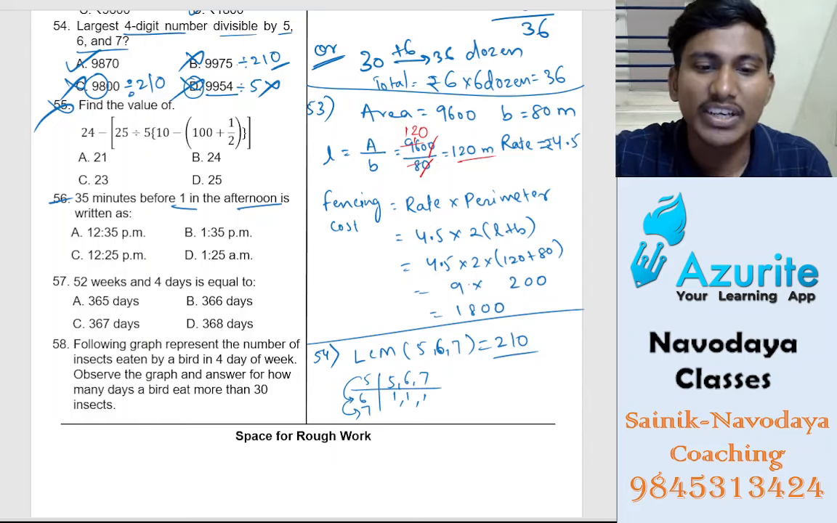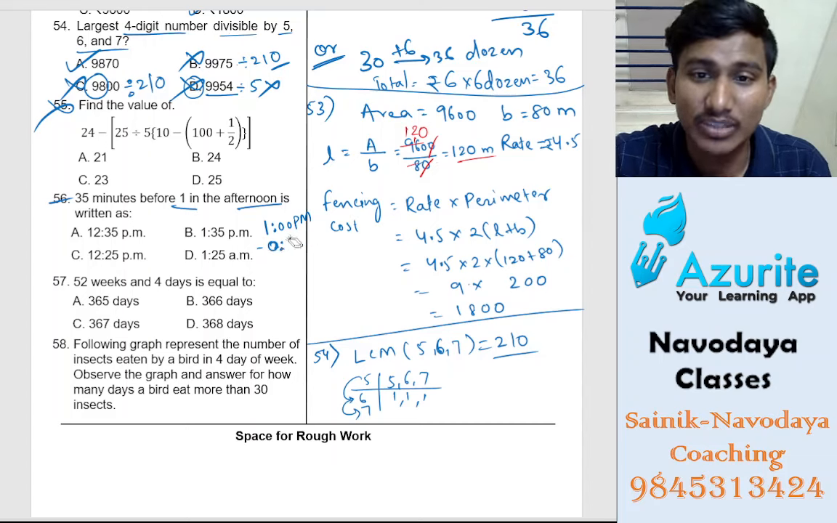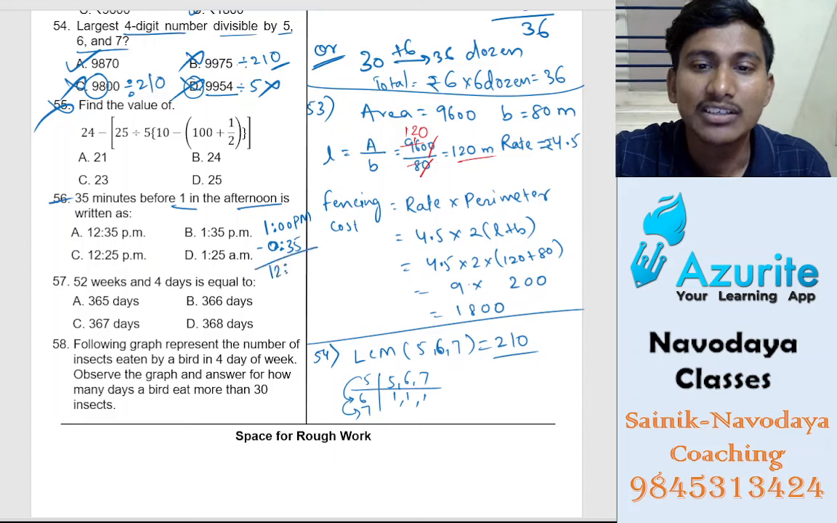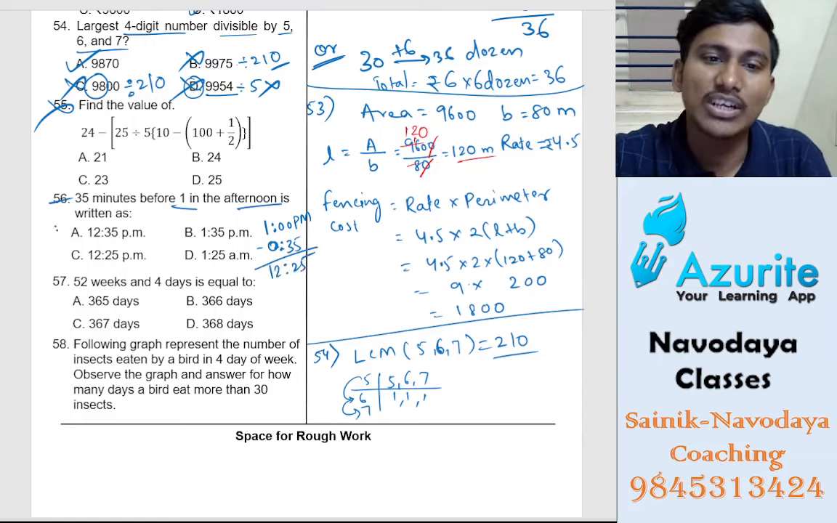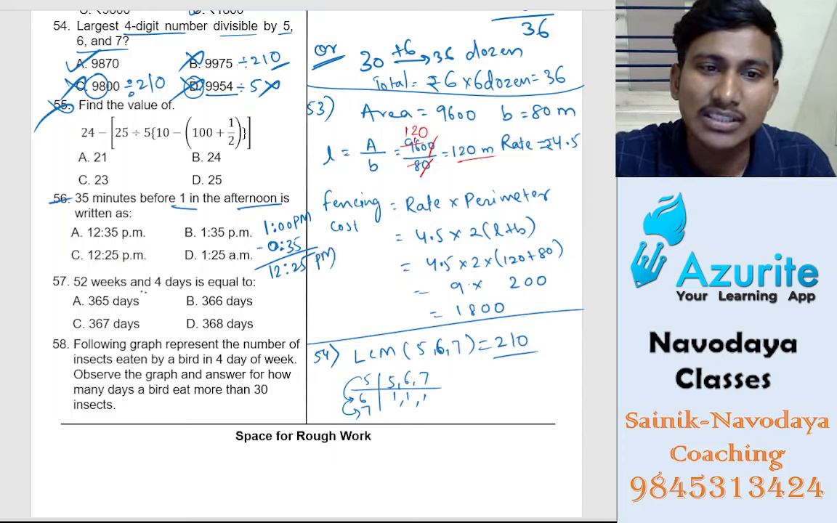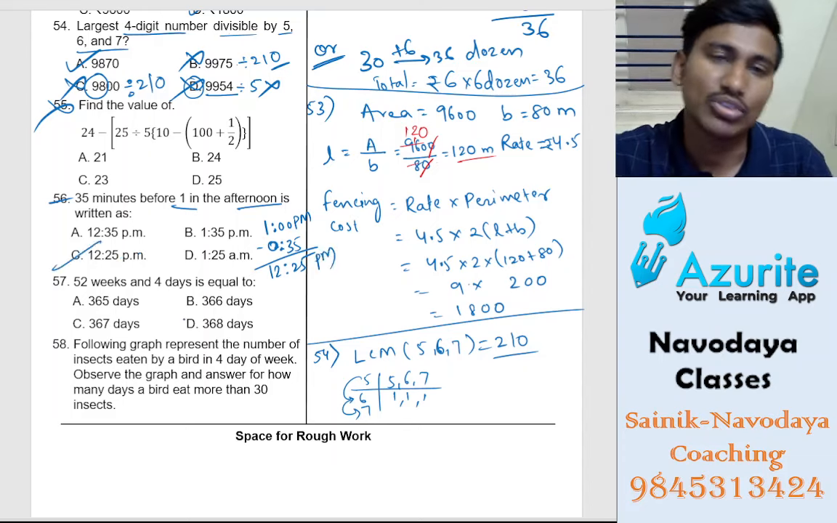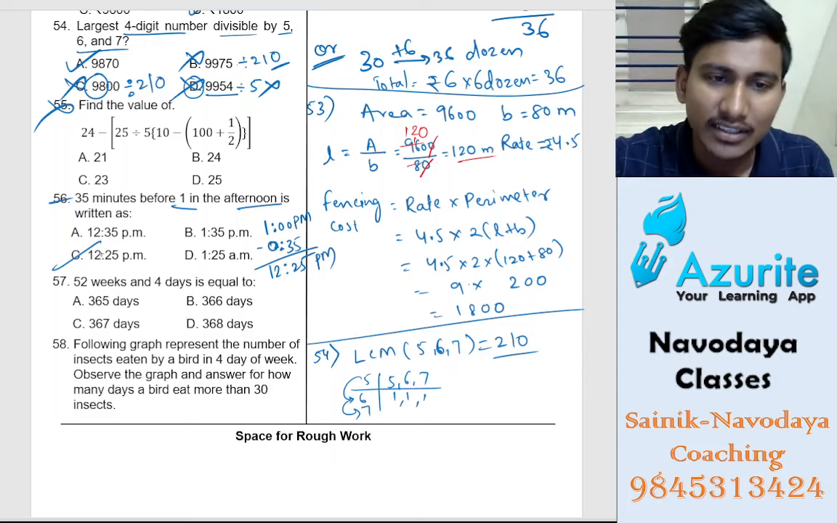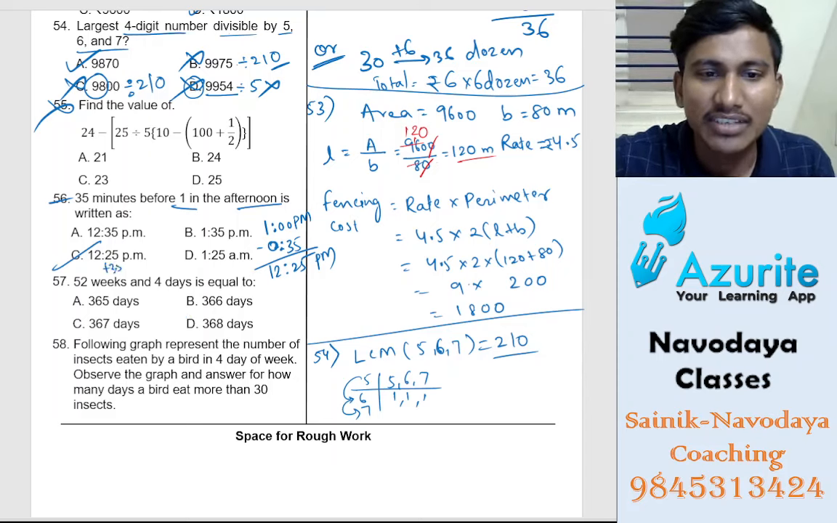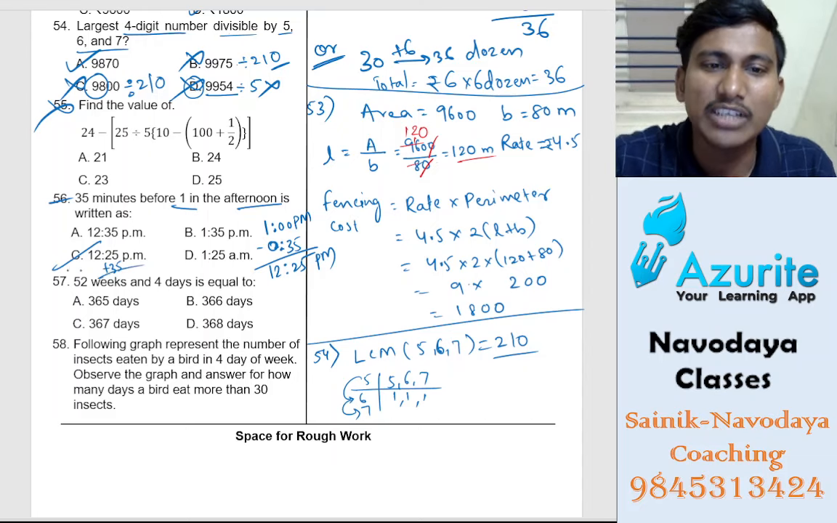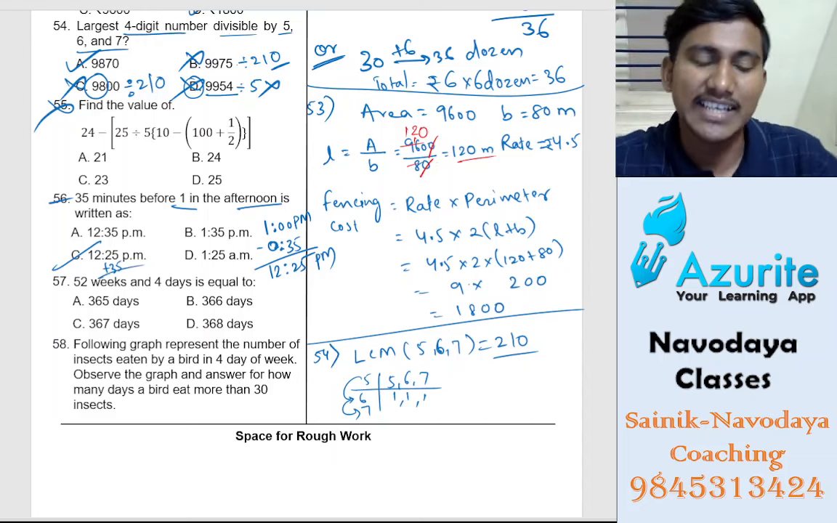35 minutes. So 1 PM is there, and before that 35 minutes means we have to subtract 35. If you subtract, you will get 12:25 PM. 12:25 PM means which option? The option is option C. If you add 35 minutes here, you will get 1 PM. So that is the answer C here.